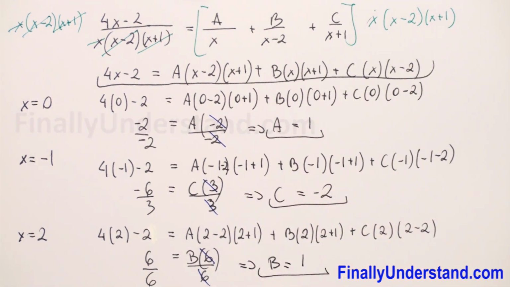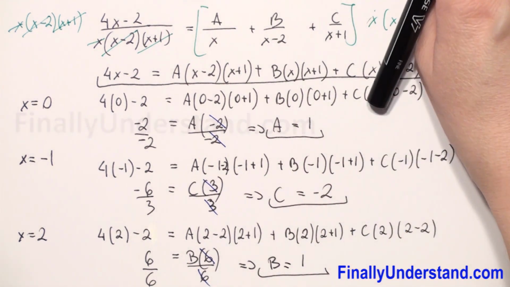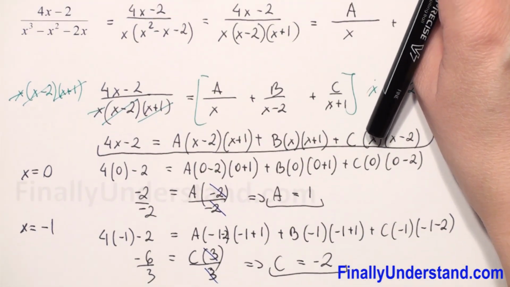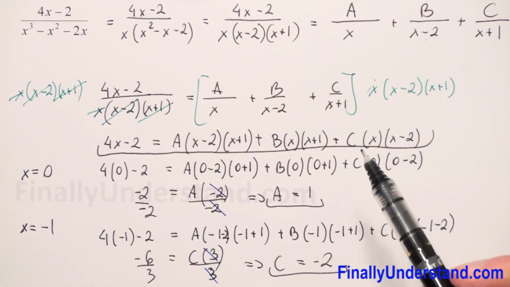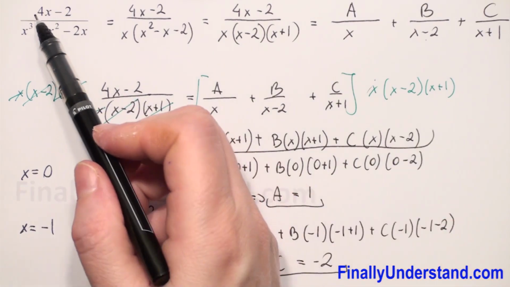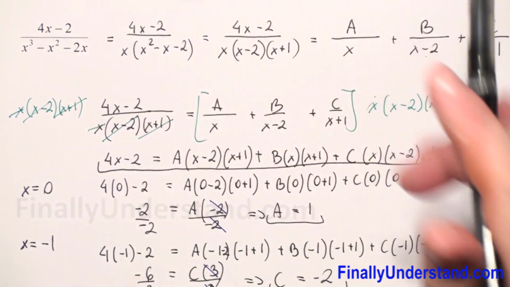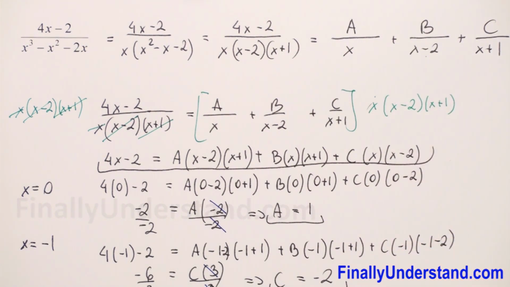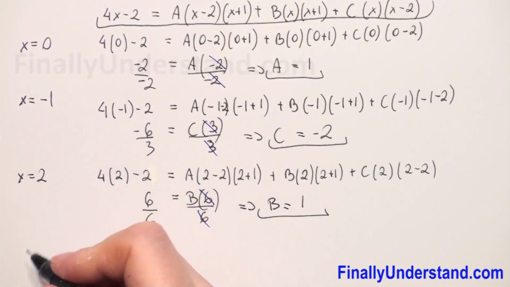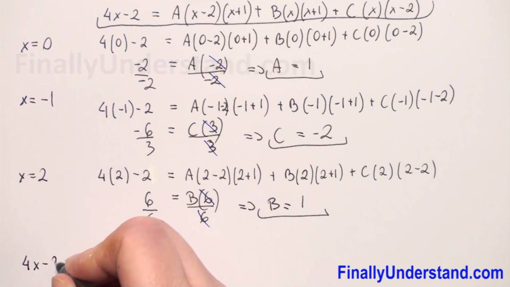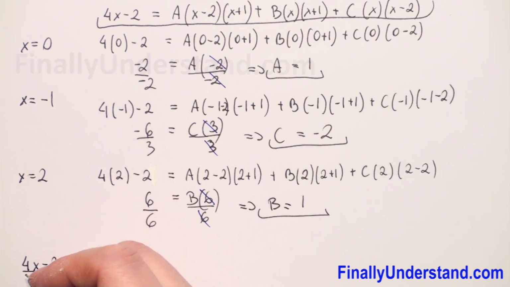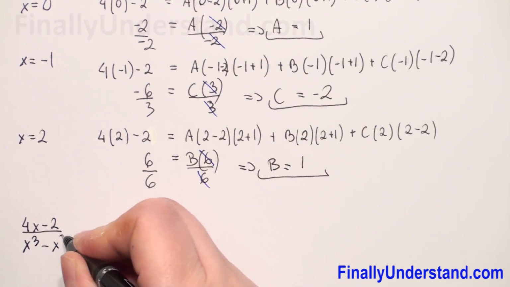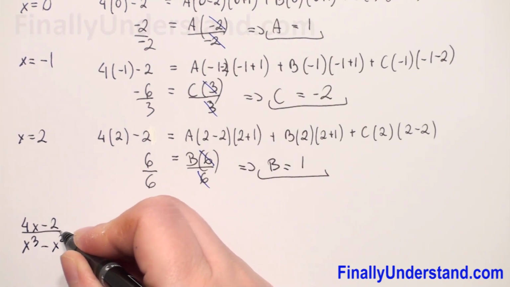So now we can come back to our original problem, and we will rewrite that our original fraction is equal to the sum of these 3 partial fractions. So let me copy our problem. 4x minus 2 over x cubed minus x squared minus 2x.